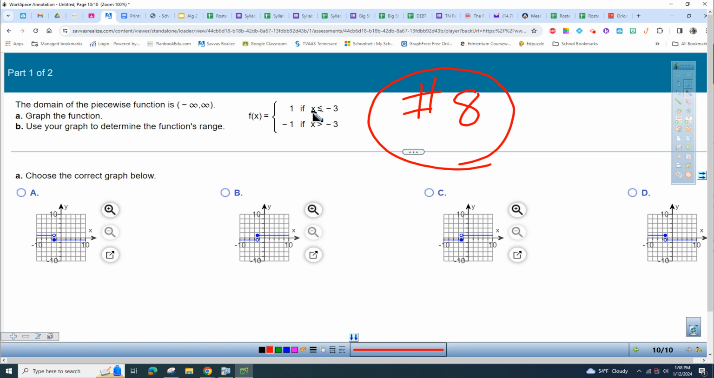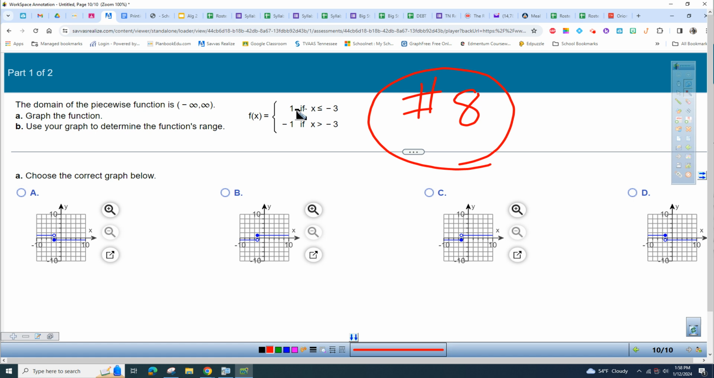Okay, and it seems that they're all going to be up to -3 and then pick up at -3 and get bigger. So we're going to go x is smaller than -3 and x is bigger than -3. So that's x equals -3, x equals -3, x equals -3, x equals -3. So they all got that part correct.